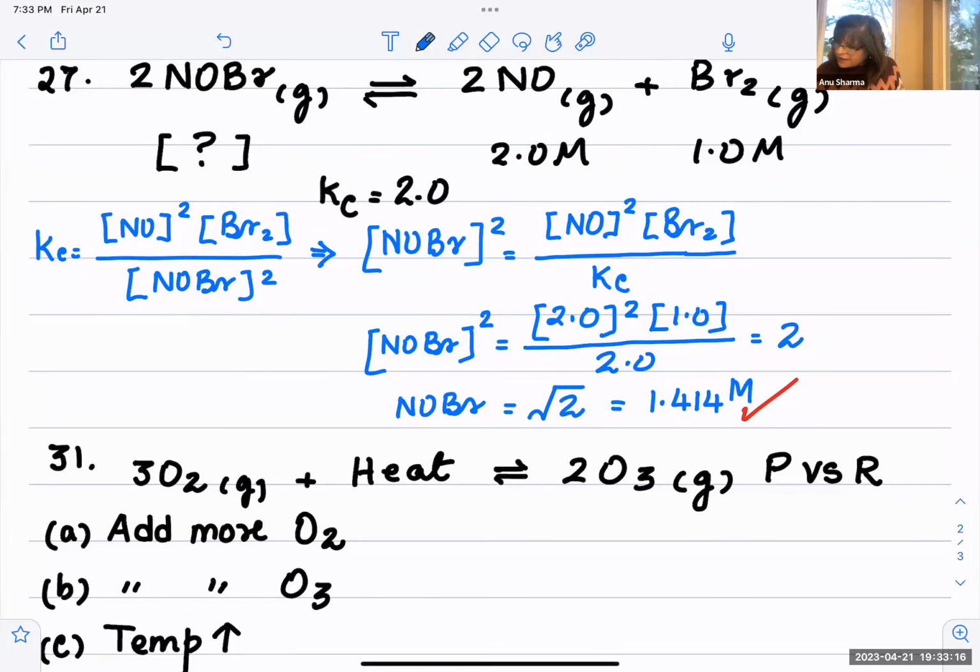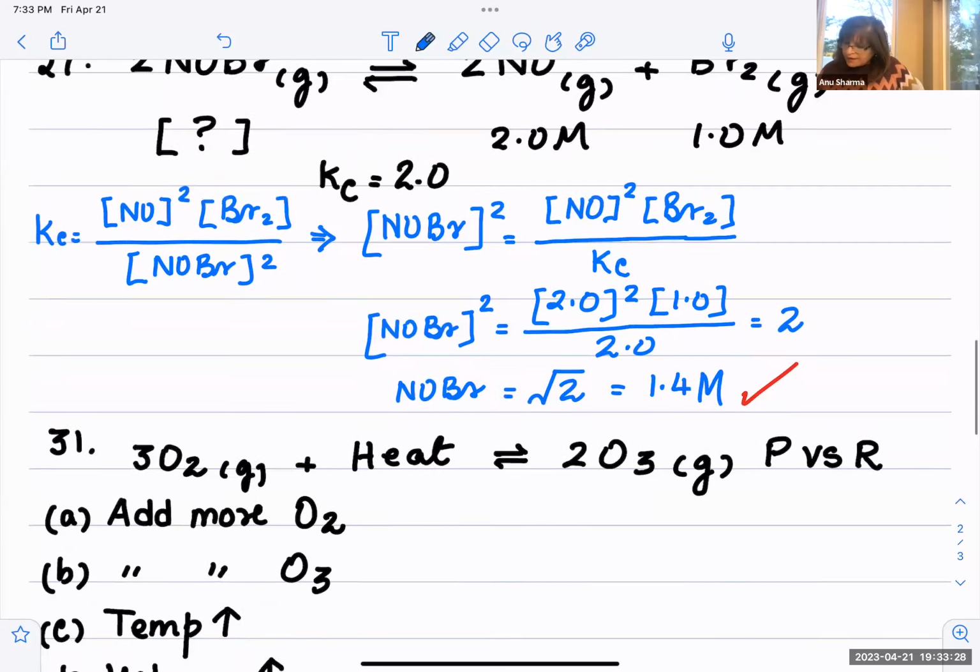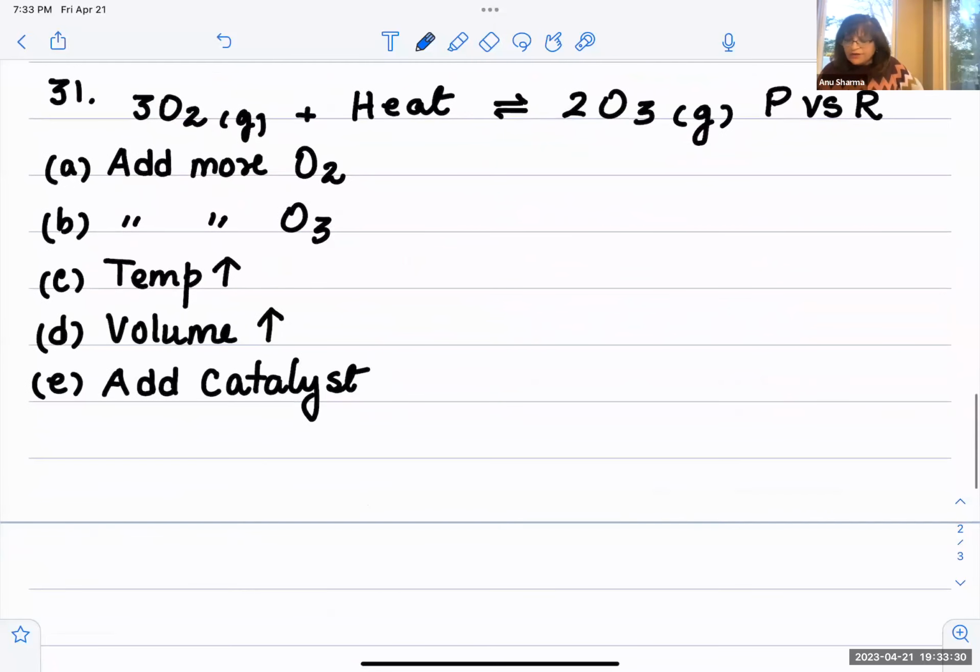Okay, and because it's only 2 places after the decimal, sorry, so it's only 2 significant figures. So 1.4 is fine. That's the correct answer. Okay, now comes question number 31.